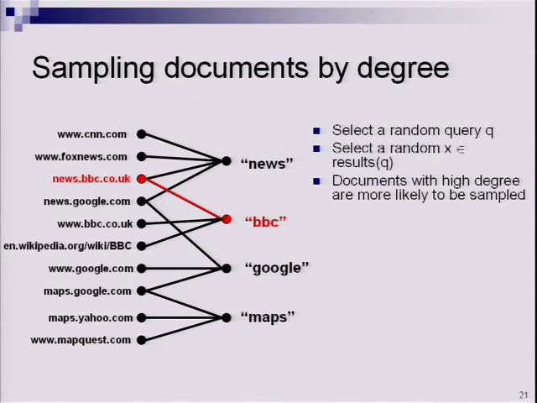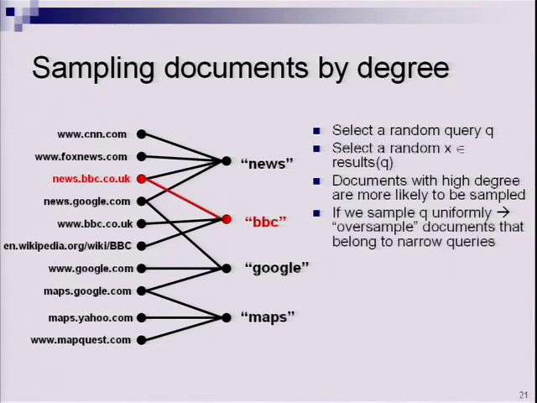So we see 2 documents with the same degree, but with different probabilities to be selected, which means that this process does not generate documents according to the degree distribution. How can we fix that? If we could somehow sample queries not uniformly, but rather proportionally to their cardinality, meaning that queries with higher cardinality will have higher probability to be selected, then we will be fine. So we will choose the query news with higher probability than the query BBC, and that will fix the mismatch between CNN.com and the Wikipedia page. Okay?